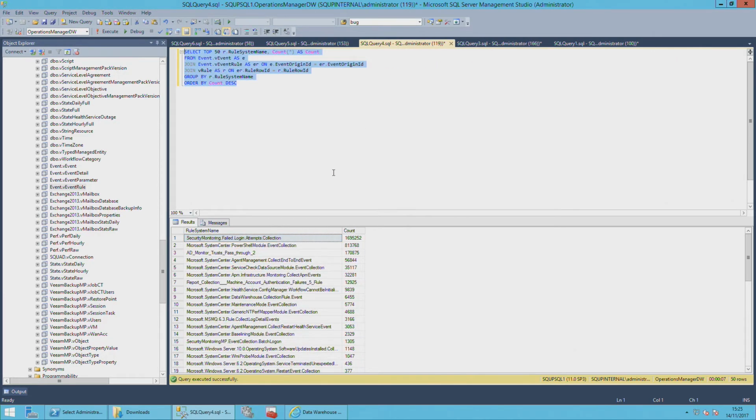This is another interesting one, and I literally wrote this query before I came on air because I was interested in the event data as well. A very similar query. We're looking at the event view in the data warehouse here, and looking at it by rule. I don't even know what that number is. 1.7 million. 1.7 million events coming in, and again from the security monitoring MP. So that's the failed logon attempt.